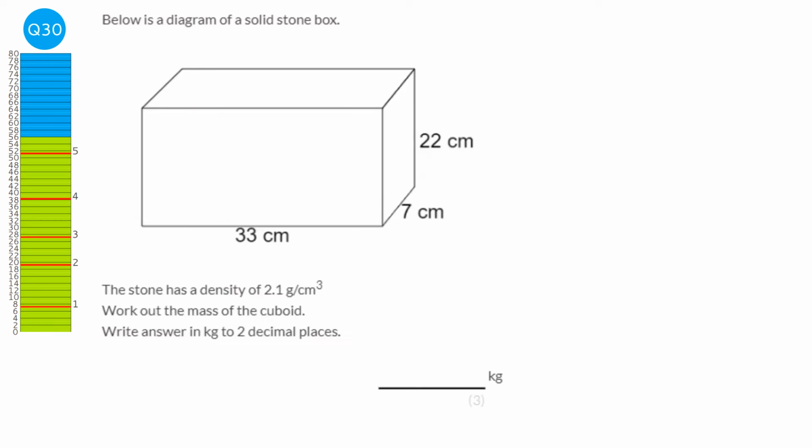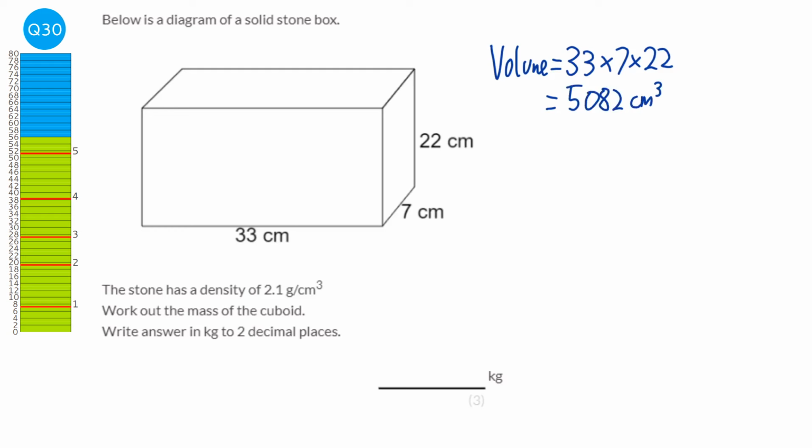To work out the mass, we will need to find the density and the volume. Density is given to us in the question, but volume isn't. So we need to work out what the volume of this cuboid is. The volume is just the 33 times the 7 times the 22. So that would be 5,082, and that would be centimeters cubed.